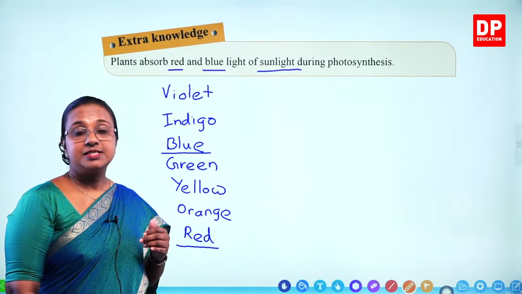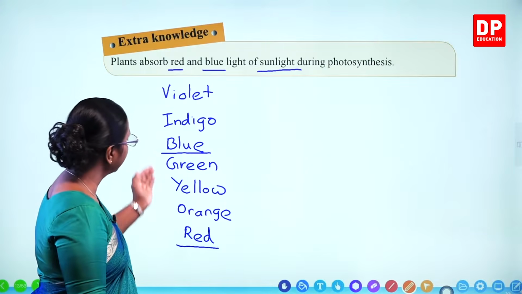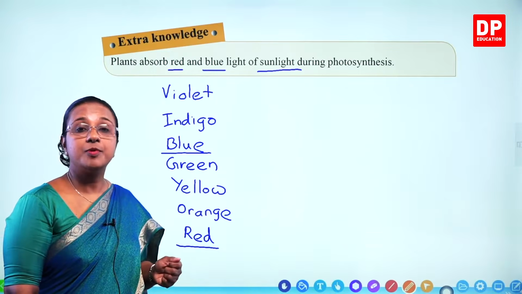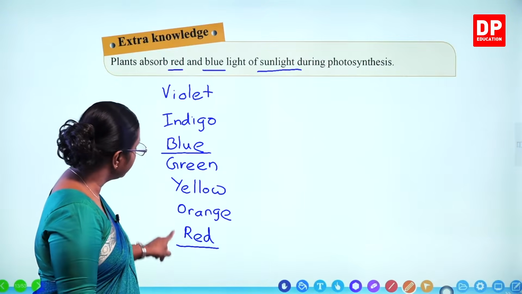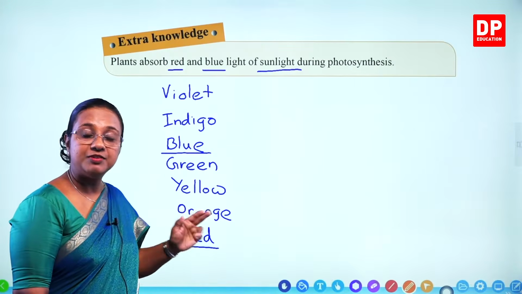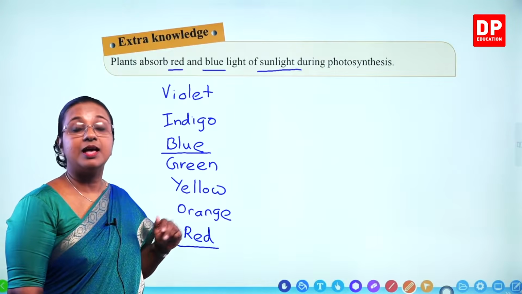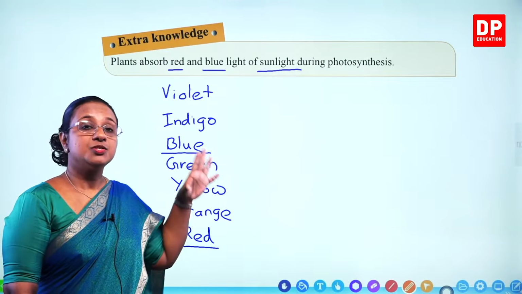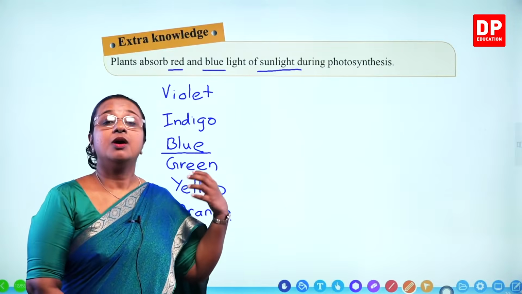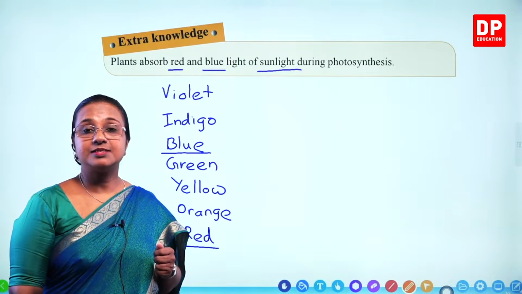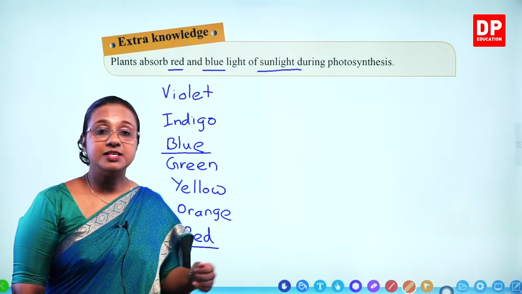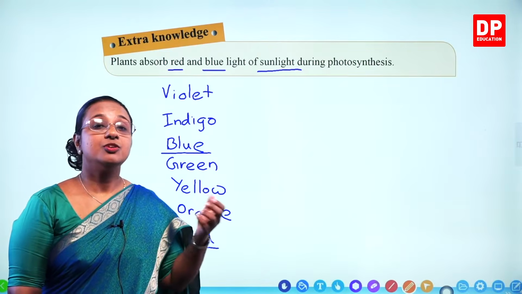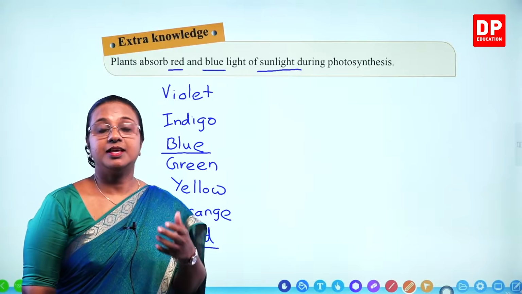When we discuss waves, you will understand the difference between the different colors. They have different properties. So, out of those, blue and red that have different frequency and wavelength are absorbed by plants for photosynthesis. So, now that we know all these are the factors that are necessary for photosynthesis and what is produced during photosynthesis, we'll carry out some activities to understand these factors in more detail.